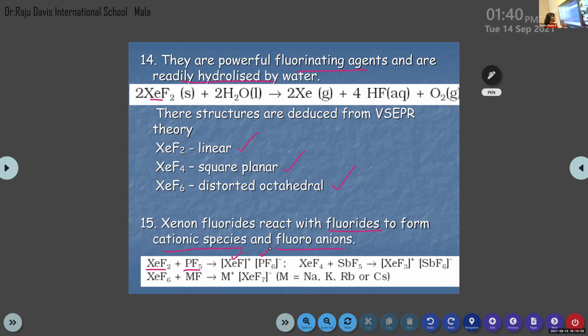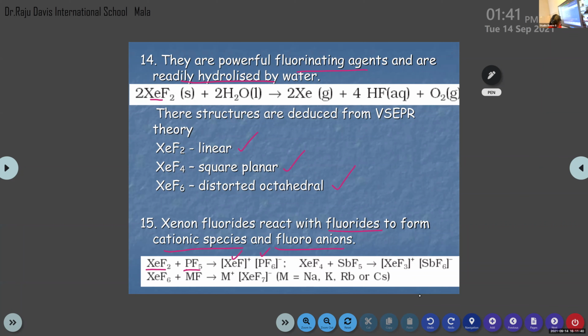Then look at another reaction, XeF4 plus SbF5. Here also xenon fluoride reacts with another fluoride. Then the product formed will be XeF3 plus. It has a positive charge, it exists as a cationic species, and the fluoride part exists as an anionic species. The third example, XeF6 plus MF. Here also the xenon fluoride reacts with another fluoride, and M plus then XeF7 minus will be formed.